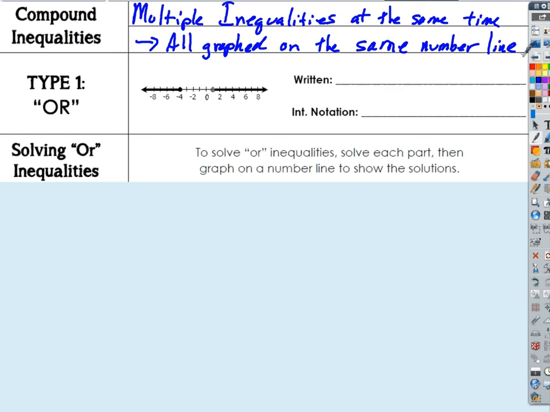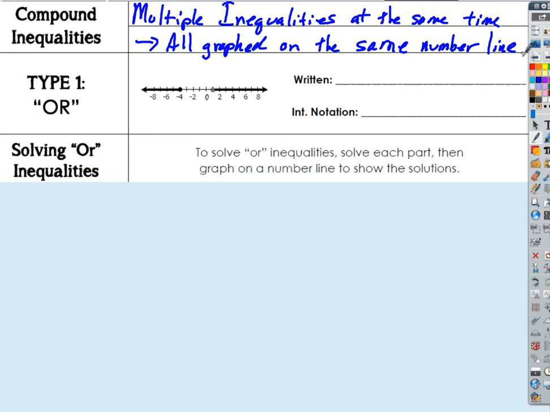So our definition, you can just go along with me here and fill in some of the notes. Compound inequalities: the definition is multiple inequalities at the same time, two of them at a time, all graphed on the same number line. We're going to look at two different types: "or" compound inequalities and "and" compound inequalities.